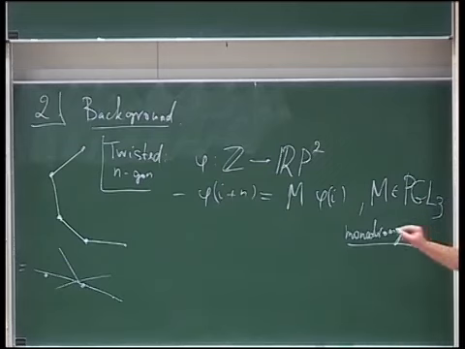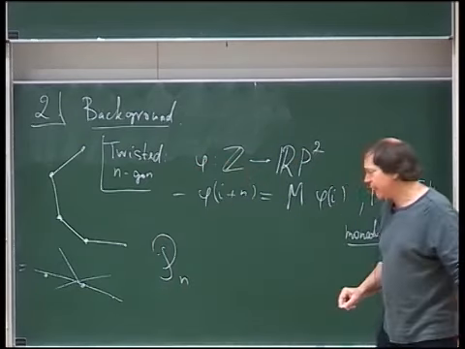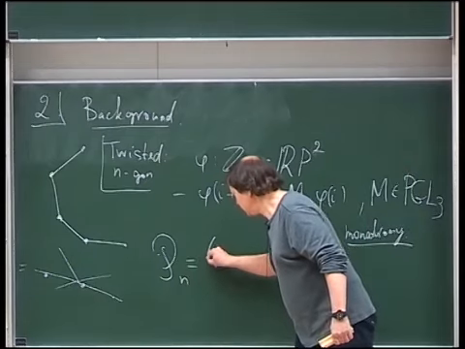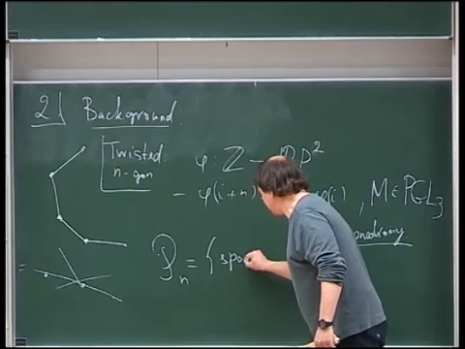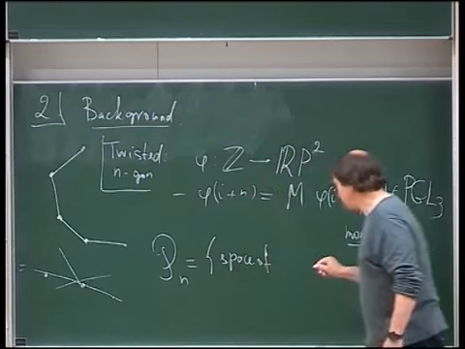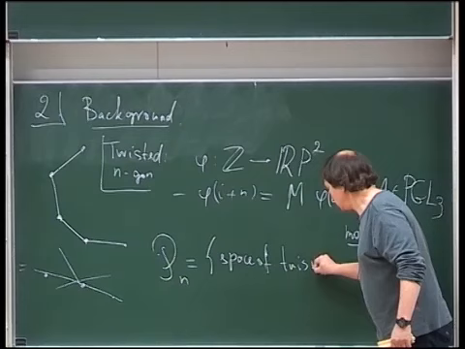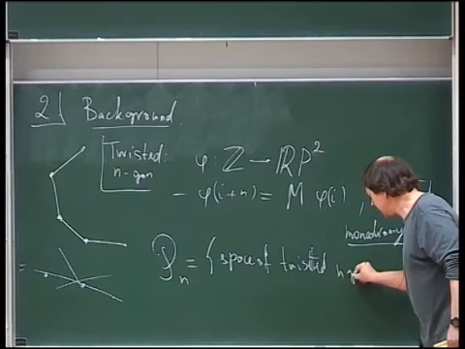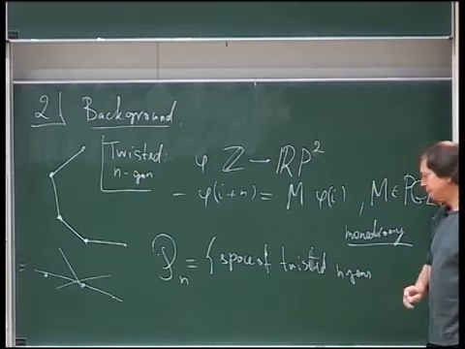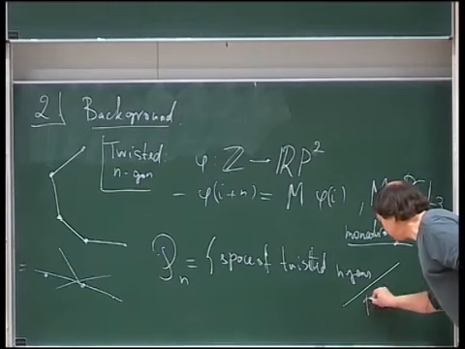So let me call capital P_n the space of all twisted n-gons modulo projective transformation.